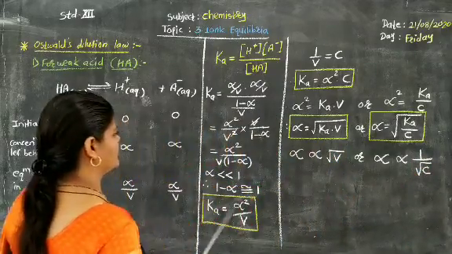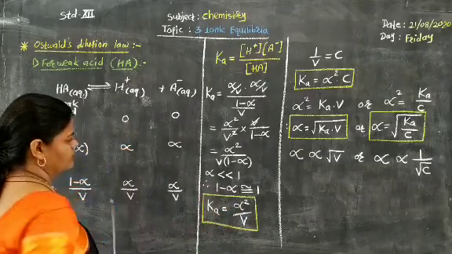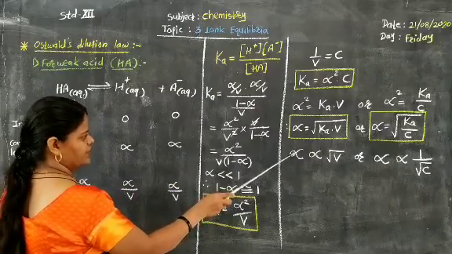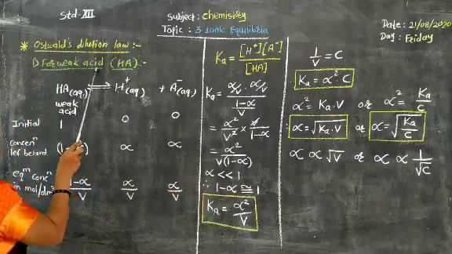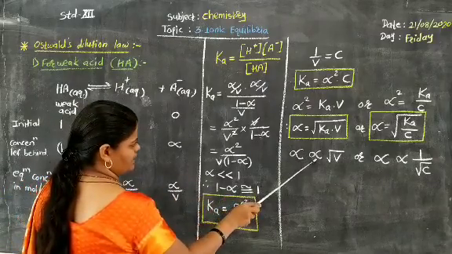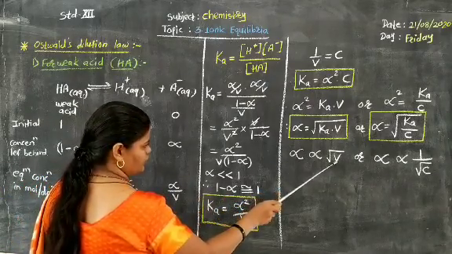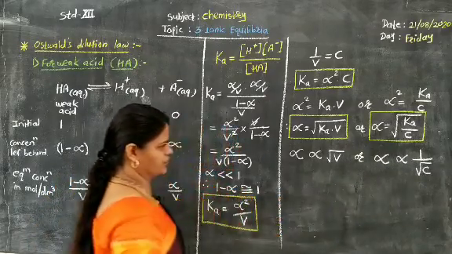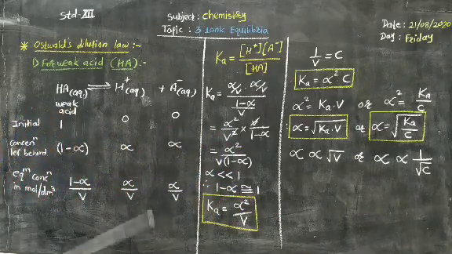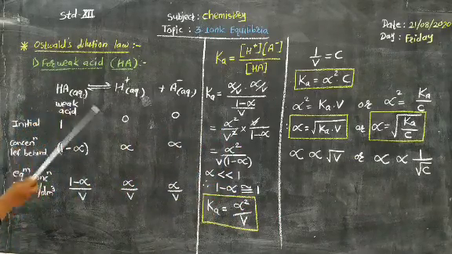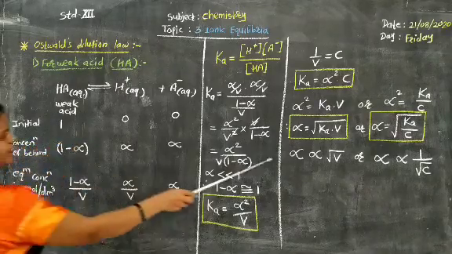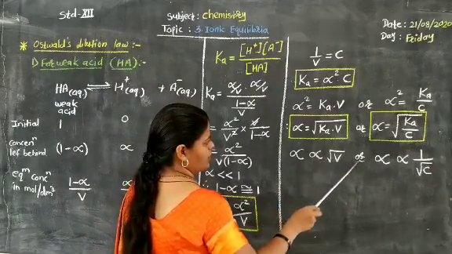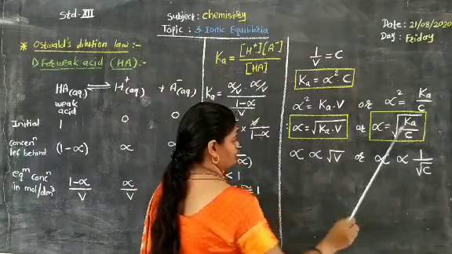And this is the statement of Ostwald's dilution law. Ostwald's dilution law states that the degree of dissociation of weak acid is always directly proportional to square root of its dilution, or inversely proportional to square root of its concentration. Very simple statement of Ostwald's dilution law.